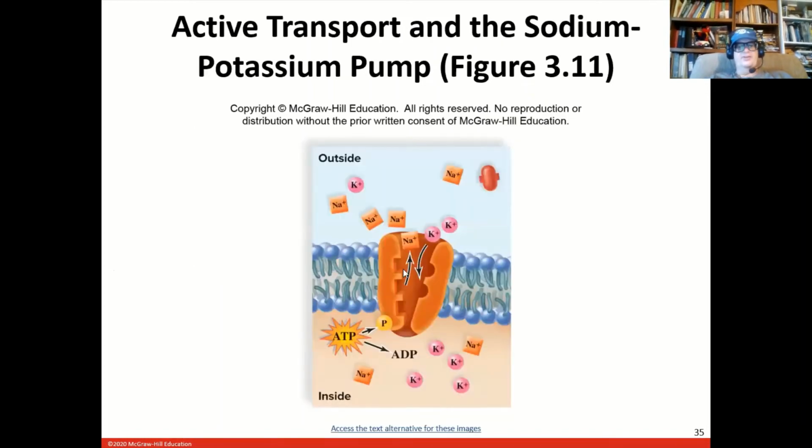So here's an example. It's a sodium potassium pump. This is a famous one. This is the one that's in your nerve that puts the sodium on the outside and the potassium on the inside. You can see we already have more sodium on the outside than we do on the inside. We already have more potassium on the inside than we do on the outside. But we're going to keep moving it, and we're going to do it by spending energy. All right.